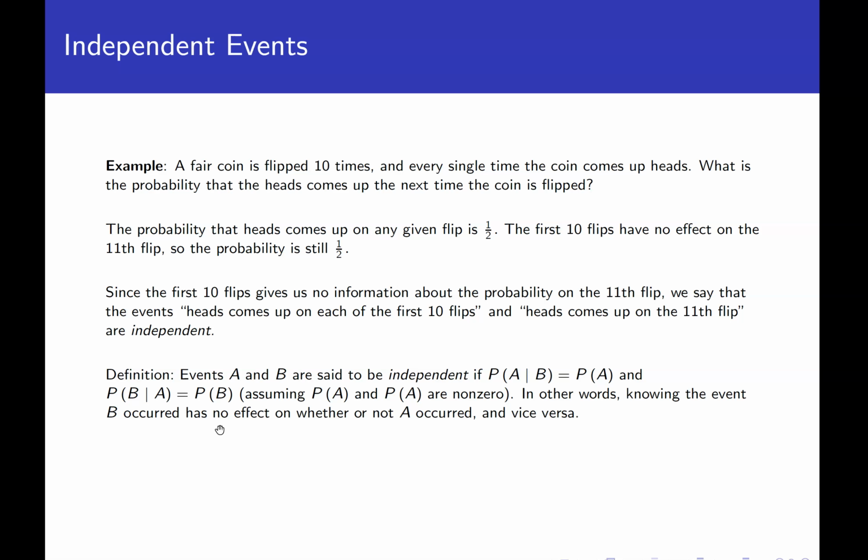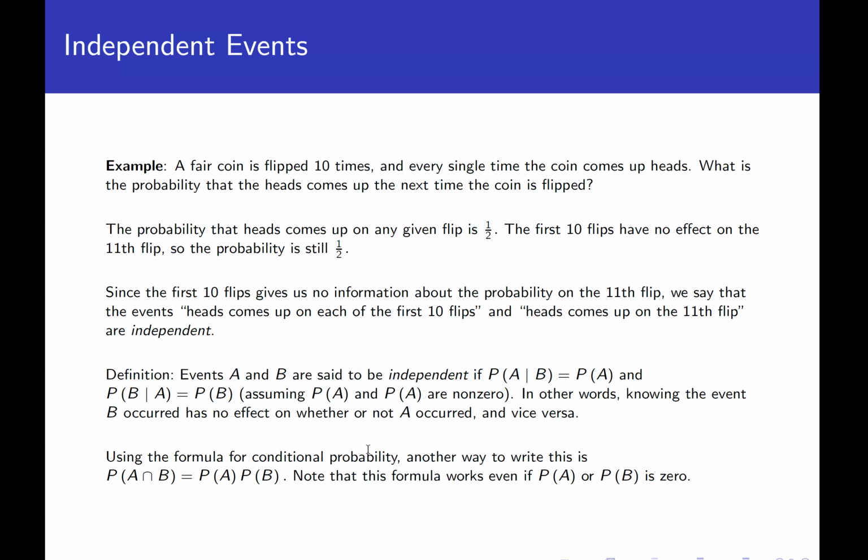A and B are independent if the probability of A given B is the same thing as the probability of A, or likewise, the probability of B given A is the same thing as the probability of B. This is assuming the probability of A, and this is a typo, this should say probability of B, are non-zero. In other words, knowing the event B occurred has absolutely no effect on whether or not A occurred, and vice versa.